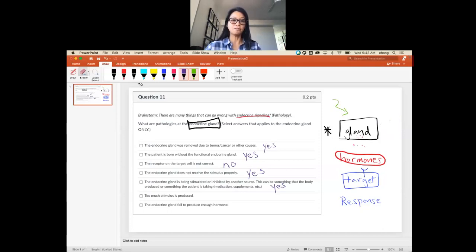Too much stimulus is produced. That's step 1. While this will affect the gland, this is actually a pathology of the stimulus above. So this will be a no, not a pathology of the endocrine gland, because you only want to select what applies to the endocrine gland. I want you to really understand what each step's role is. So that's a no.